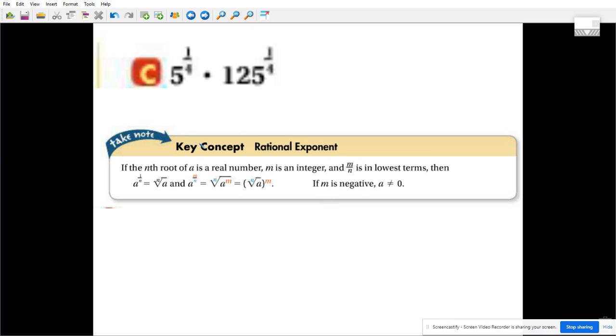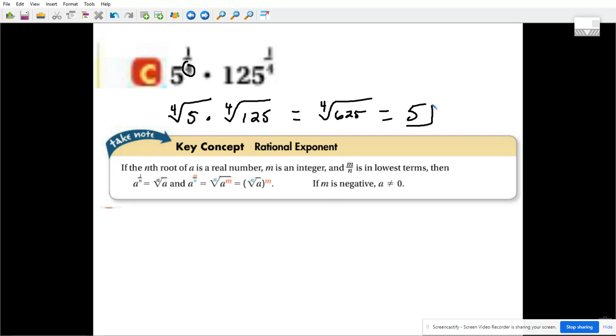So again, if I were to write this out, I've got the 4th root of 5 times the 4th root of 125. The denominator's my index, the numerator's my exponent, but I don't have to put 5 to the first power. Well, now that I have the same index, I can multiply these two numbers and I get the 4th root of 625, which simplifies to 5.